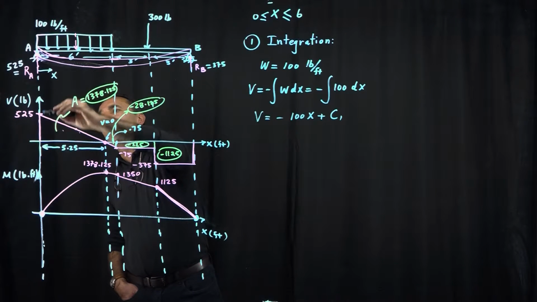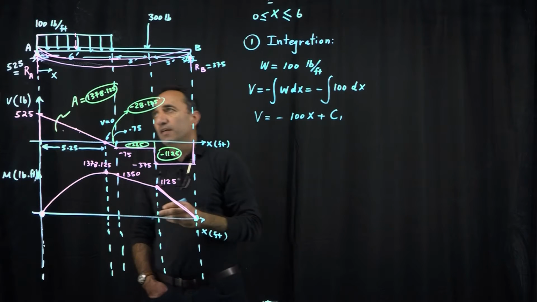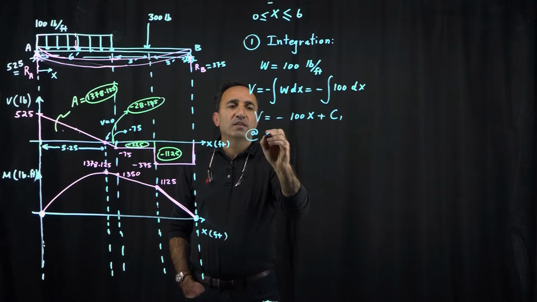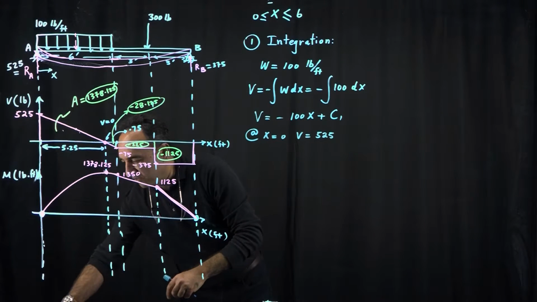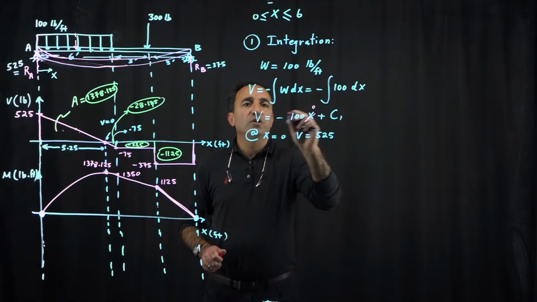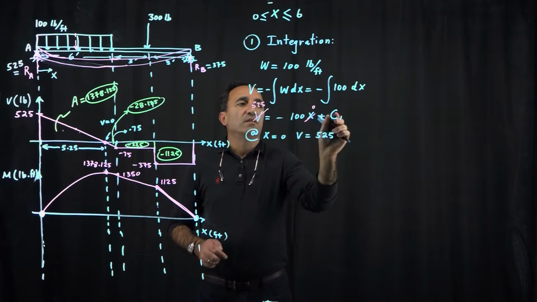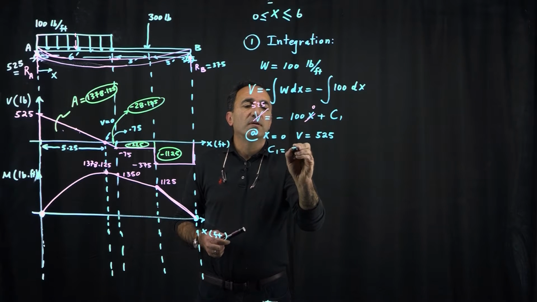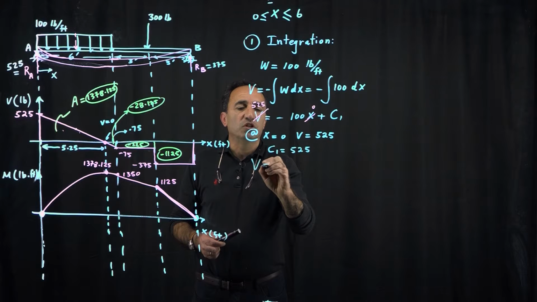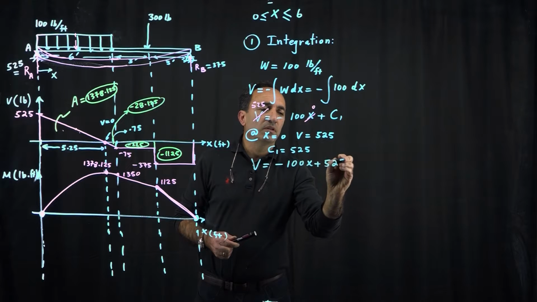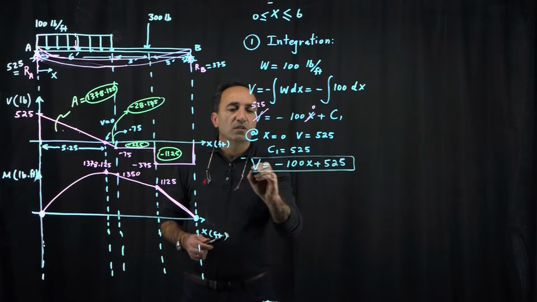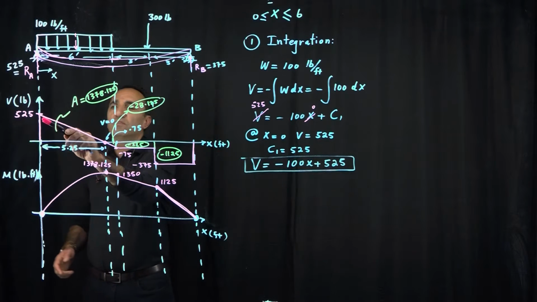That constant of integration can be determined based on what we call a boundary condition. The obvious boundary condition, as you could see, is that at x equals 0, the shear load is 525. That's always actually the reaction at that point. So the boundary condition at x equals 0 is that shear is 525. If you set x equals 0 here and shear equals 525, clearly C1 becomes 525. So I'll come back and I say, oh, my shear as a function of position is minus 100x plus 525. That's easy. We determine the equation of the shear. Actually, that's the equation of this straight line.